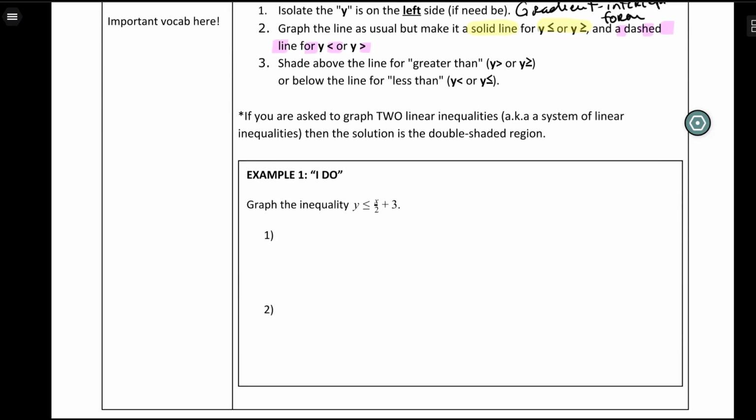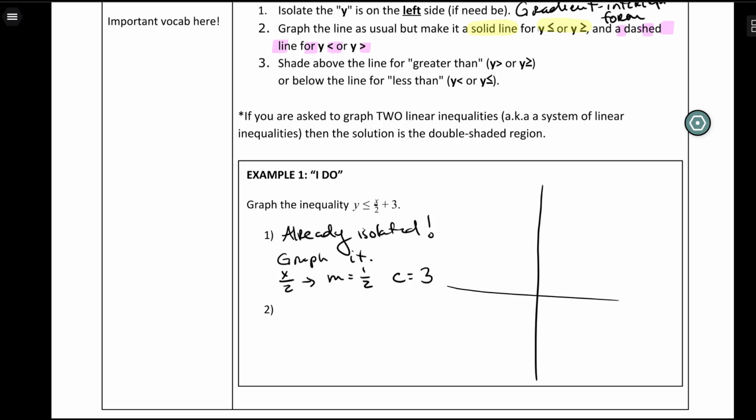Okay. First, graph the inequality y is less than or equal to x over 2 plus 3. So step 1, hey, it's done. It's already isolated. Woohoo. So let's go ahead and graph it. Remember how to graph these. We have x over 2, which means that your gradient is actually 1 over 2. And then c, your y-intercept, is a positive 3.